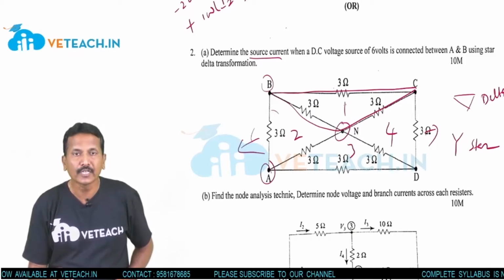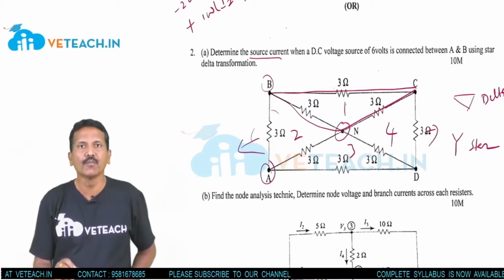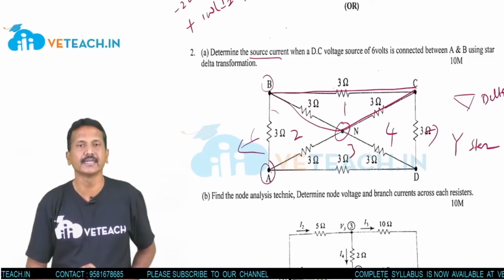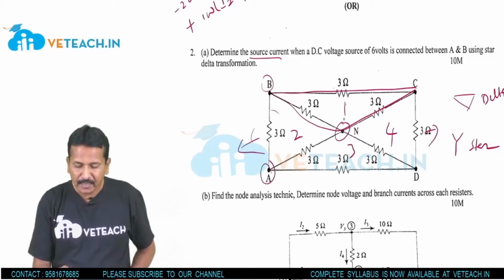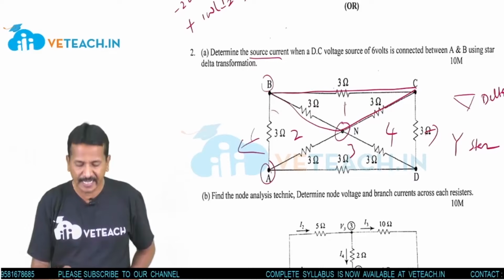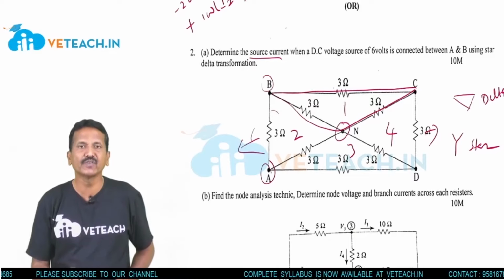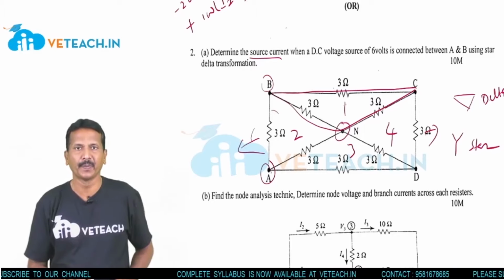So, product of resistance by sum of the resistance. To find the star value, what is the formula? Product by sum of the resistance. So then this delta becomes what here? A star connection. If star is there, adding two resistances makes what? A series. Okay, if series is there, then we can add very easily.